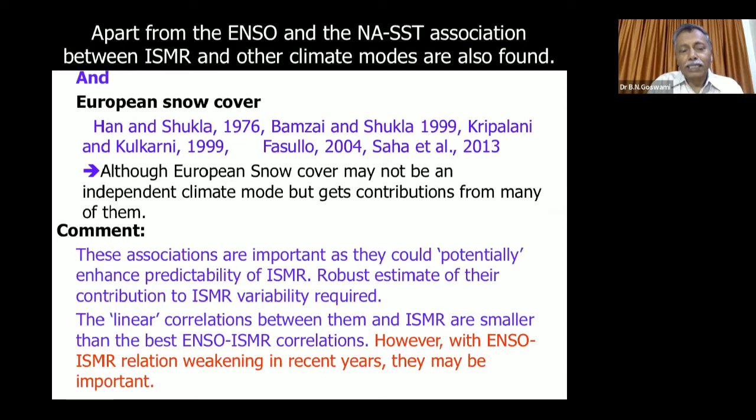But the point is that, apart from these two that I mentioned, these other associations are very important, because they may matter today when the El Nino and monsoon relationship seems to be weakening in recent years. Their general correlations have been found to be weaker than the maximum that ENSO and ISMR had over a long period of time. When they have weakened, even these might contribute to the predictability of the monsoon, and therefore they are important, and we need to study them carefully, find out their contributions and understand the mechanism behind them.